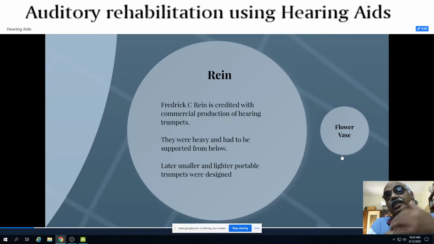And the problem with the Rain's trumpet was he used a variety of materials, starting from ivory to metals. So it was a little bit heavy to be held, and necessarily it had to be supported from below with one palm. So that was a very big drawback. Later he modified these trumpets and came out with a slightly portable and lighter version. He used lighter metal, lighter alloys to ensure that these trumpets weighed a little bit less than the conventional trumpets.